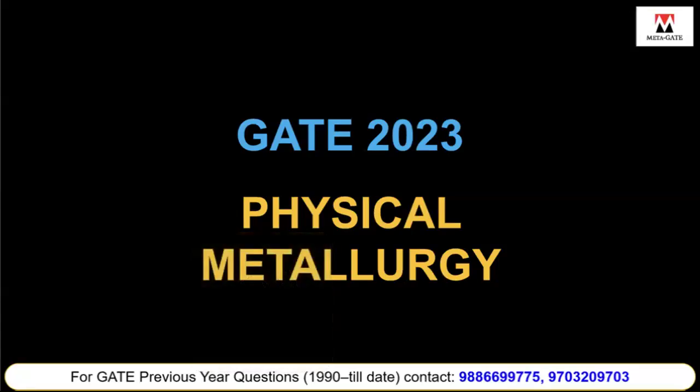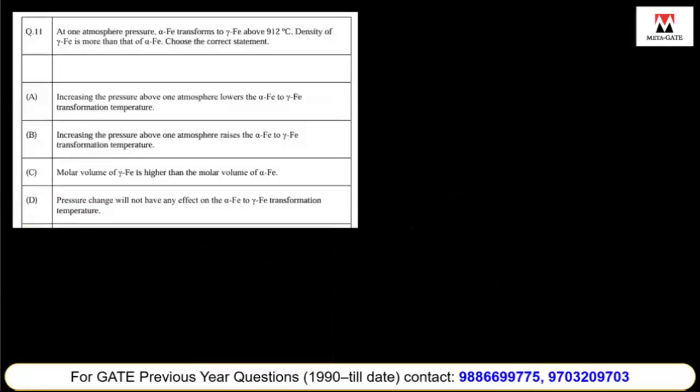GATE 2023 physical metallurgy questions. At 1 atmosphere, alpha ferrite iron transforms to austenite iron above 912 degrees centigrade. Density of austenite is more than that of alpha ferrite. Choose the correct statement. Increasing the pressure above 1 atmospheric pressure lowers the alpha iron to gamma iron transformation temperature.